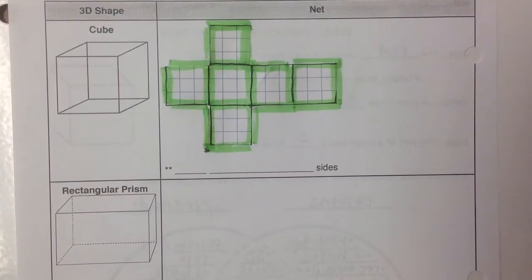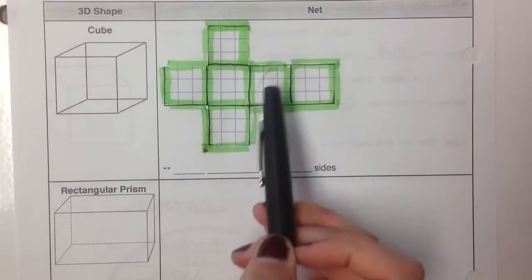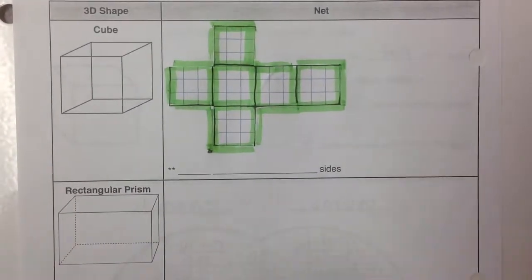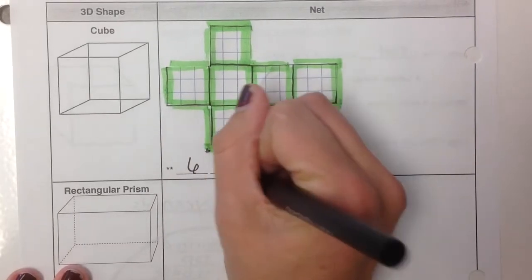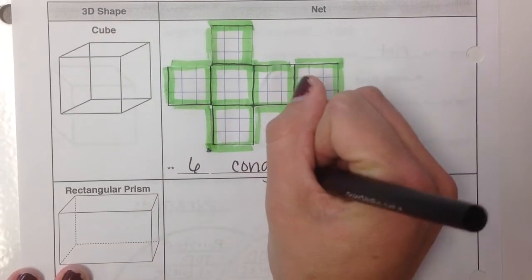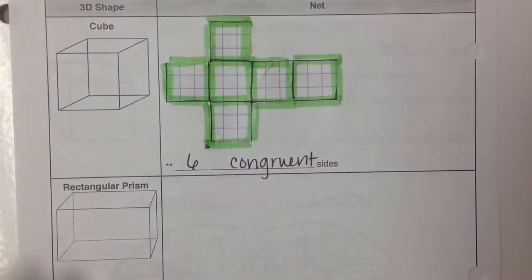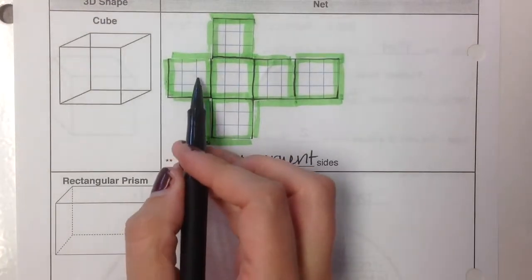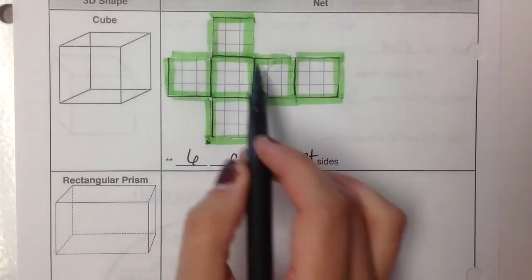So if I was trying to find the surface area, if I really look at this, a cube has 6 of these faces. So it has 6 congruent sides. So if I was trying to find the surface area, I could find the area of one of those squares and multiply it by 6 because they are all the same.